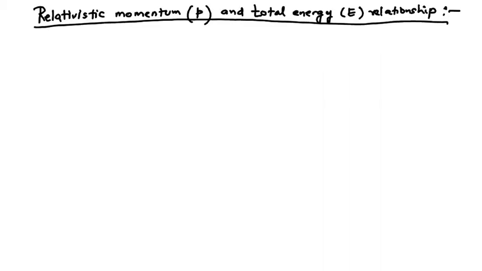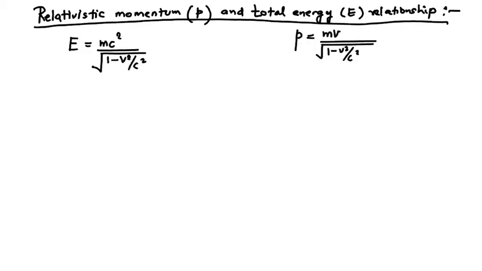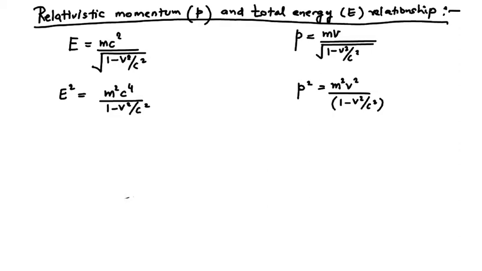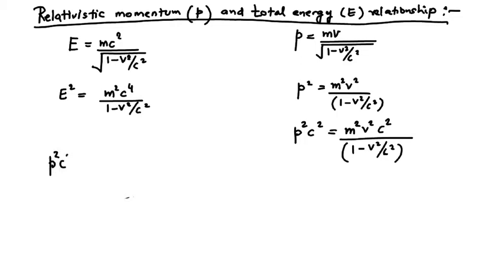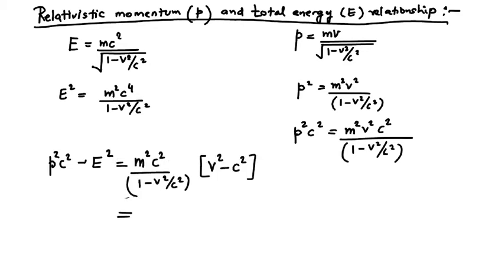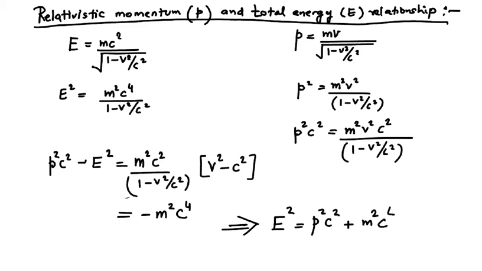Now we will look at the relation between relativistic momentum and total energy. So these are the two independent relations. If I take the square of both of these variables, and then calculate p²c², I can get a relation. I can calculate p²c² minus E² as, and after a little bit of mathematical calculation, you get that this value is equal to minus m²c⁴. So this brings us to an equation that is written as E² equals p²c² plus m²c⁴.